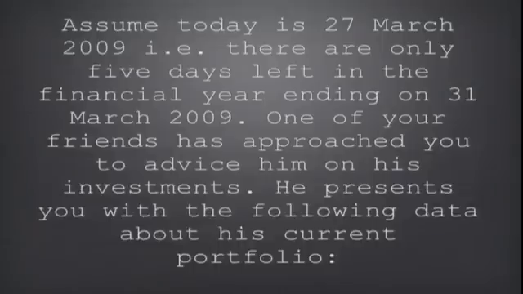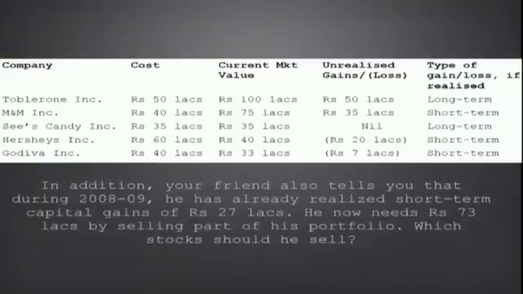And one of your friends has approached you to give him some advice on his portfolio. He presents you with the following information. He has 5 securities: Toblerone, M&M, See's Candy, Hershey's, and Godiva. You have the cost of the position, the market value of the position, the unrealized gains or losses, and you're told whether these are long-term or short-term. Assume that the tax rate is the same on long-term and short-term, and that long-term losses can be set off only against long-term gains, and the same thing applies to short-term.